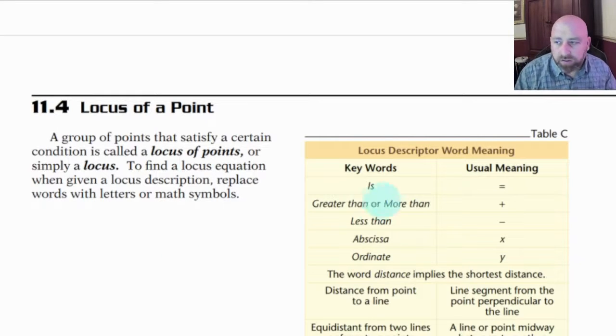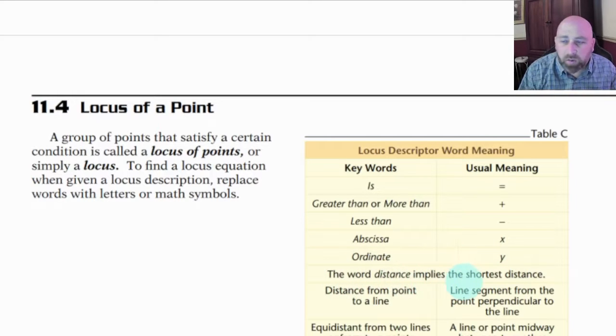Here are some keywords that you can use. When you see the word is, you've been doing this one forever, right? Is means equals in math, always. Greater than and more than are keywords for addition. Other keywords are for subtraction, like less than, minus, all the words for subtraction. Now, these words might be a little more challenging because they're kind of newer. You should have these in the back of your mind, as I've been working on these in the last few lessons. The abscissa is the x point, and the ordinate is the y point. So when you see those words, just know that's the x and the y. That's all they're saying there.